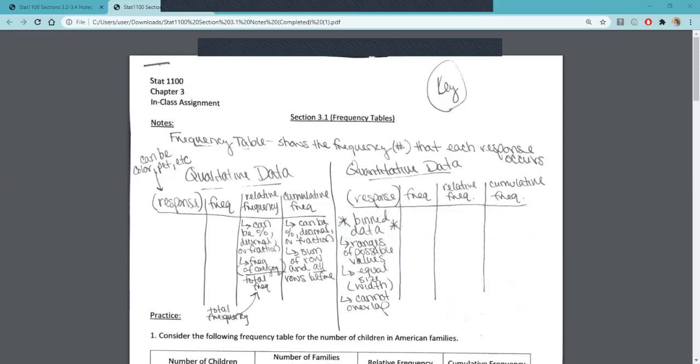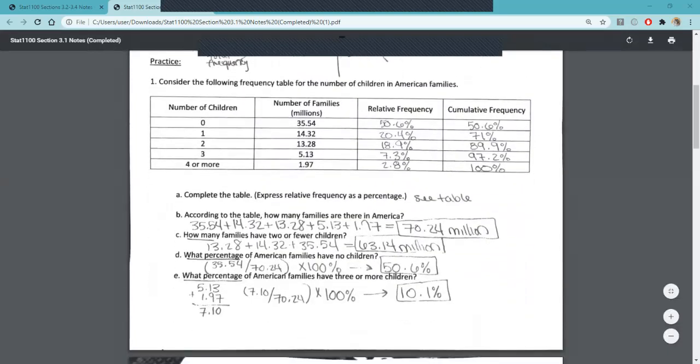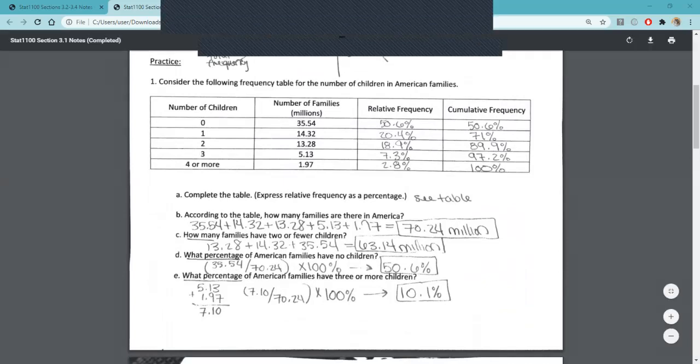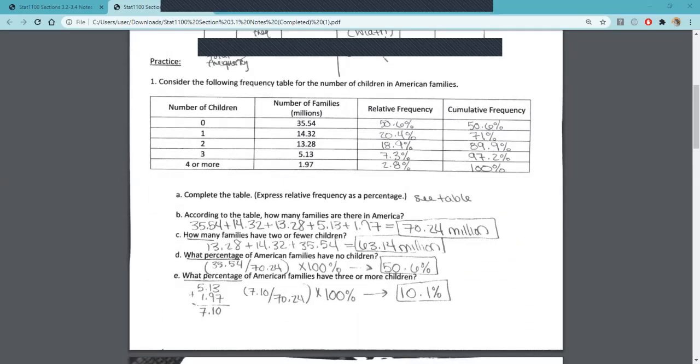Let's jump right in to looking at some examples. This is the best way, in my opinion, to illustrate frequency tables, by actually looking at them versus just talking about them. If we're looking at this frequency table, we were given just the first 2 columns of data, and we're talking about the number of children in American families. It wants us to first complete the table.